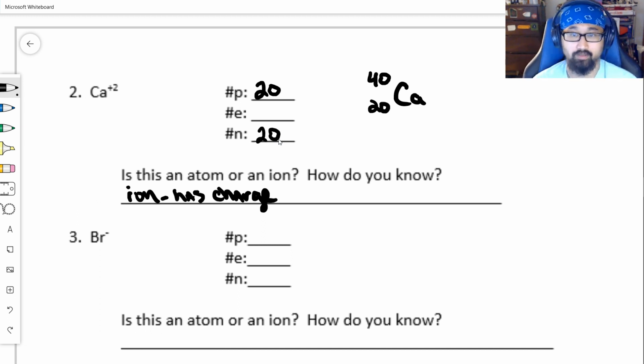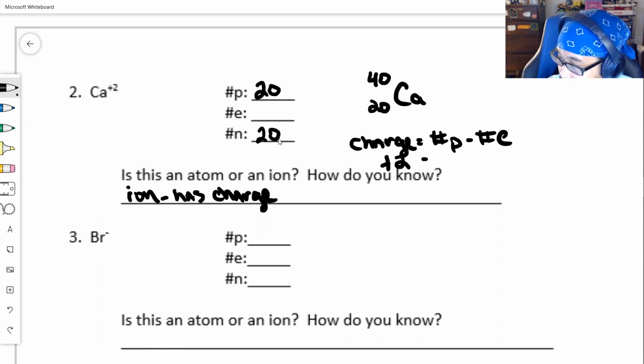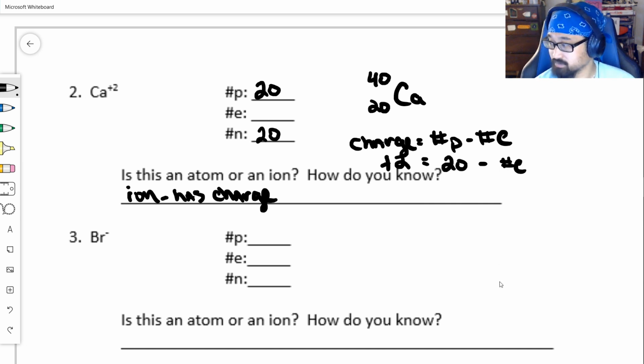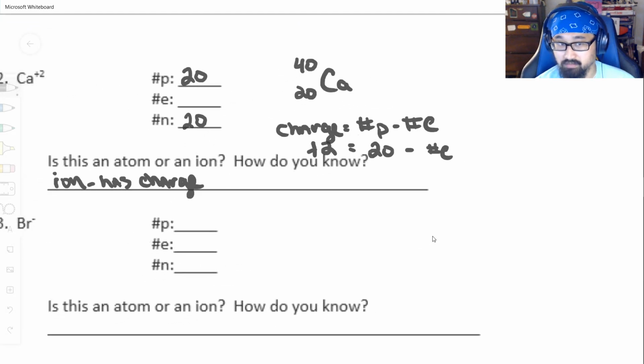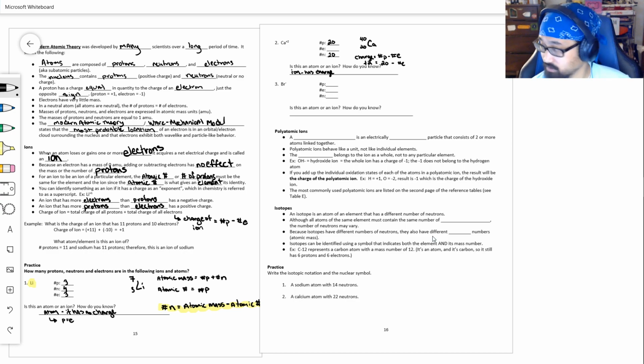In order to find the number of electrons, I have to be a little clever. I have to remember that the charge is the number of protons minus the number of electrons. I know that the charge is plus 2. The number of protons is 20. I'm looking for the number of electrons. It's going to shift over. At this point, if I subtract 20 from both sides, oh my goodness, what is happening?